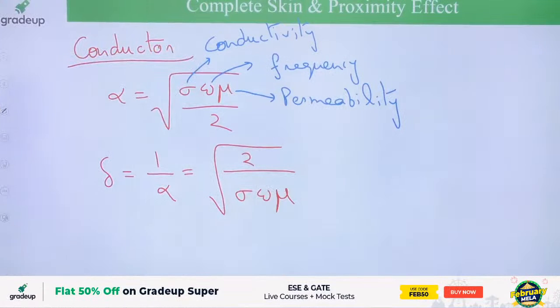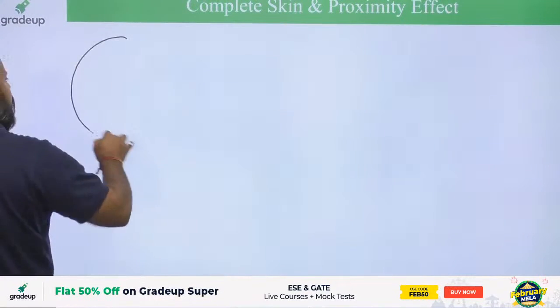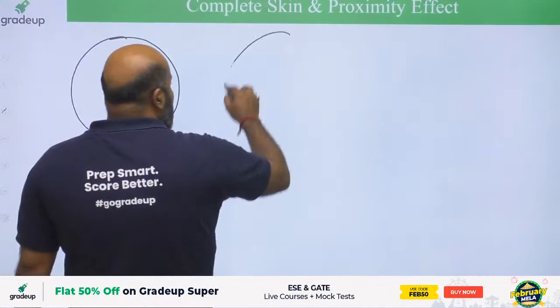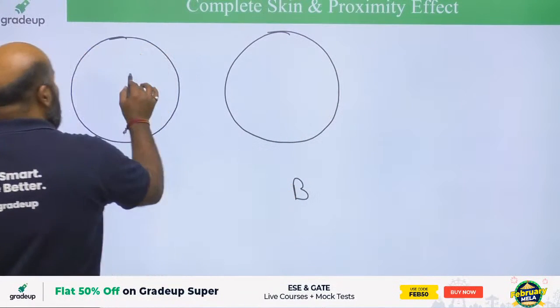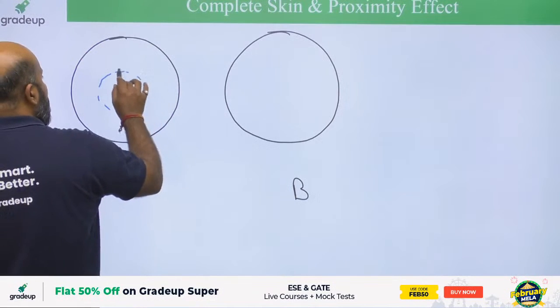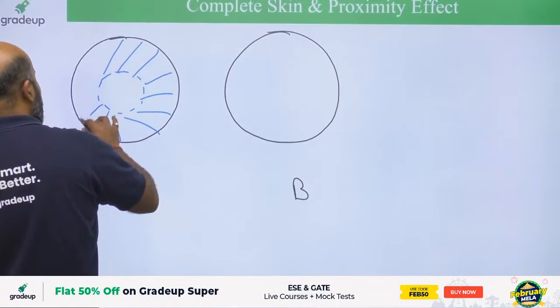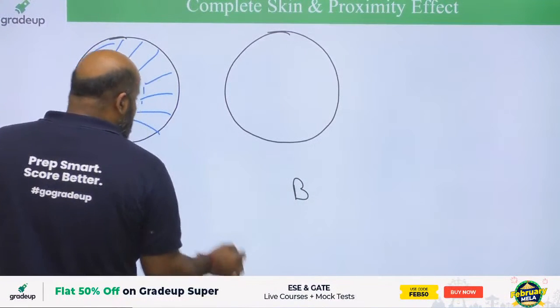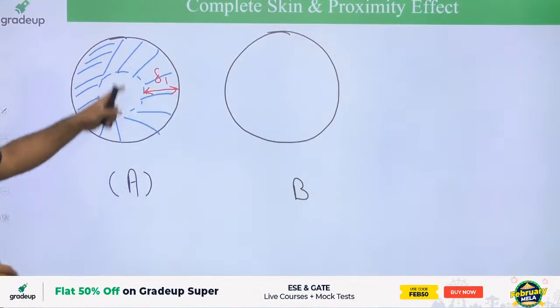Now if you want to define the skin effect, suppose I give you two options: this is conductor number A and this is conductor B. Suppose one conductor is having this situation. This is what we are defining as del 1, that is the skin depth for this conductor.